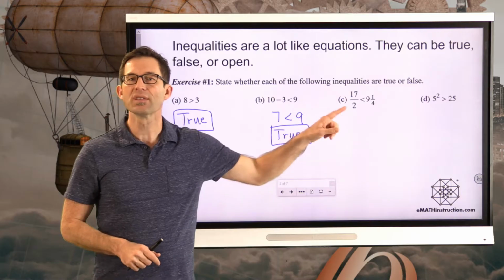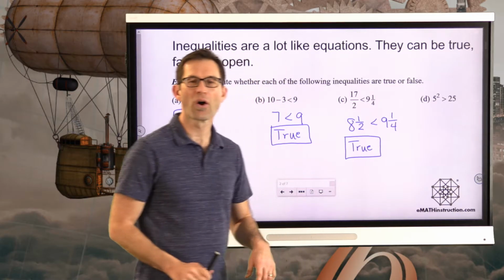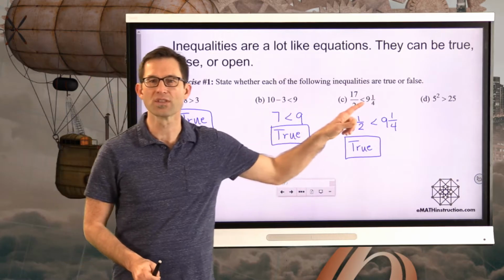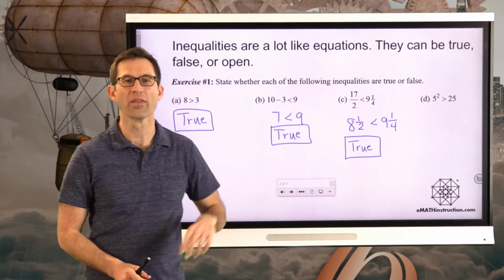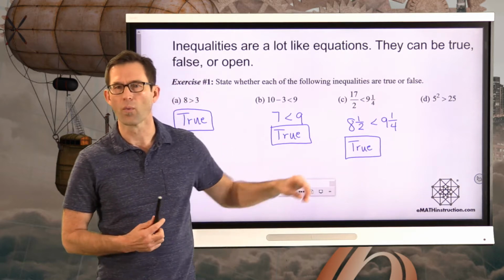All right, well, 17 halves is the same as 8 1/2. And is 8 1/2 less than 9 1/4? Absolutely. Apparently, I really liked these to be true this time. It wouldn't have been hard to make one false. I could just reverse the inequality symbol on any one of these and it would suddenly turn out to be false. Now, letter D is a very important one.